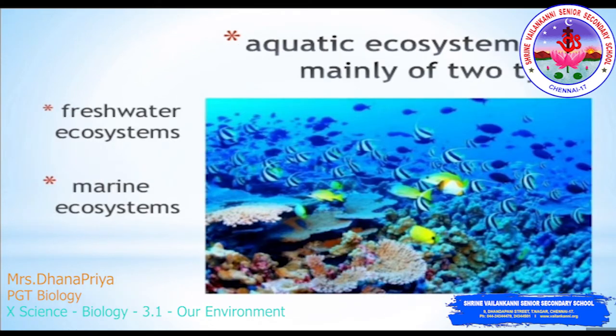So what is an example of an aquatic ecosystem? The examples of aquatic ecosystem are the ocean, lakes and rivers, which include freshwater habitats like lake and pond. So here I just pose one question.